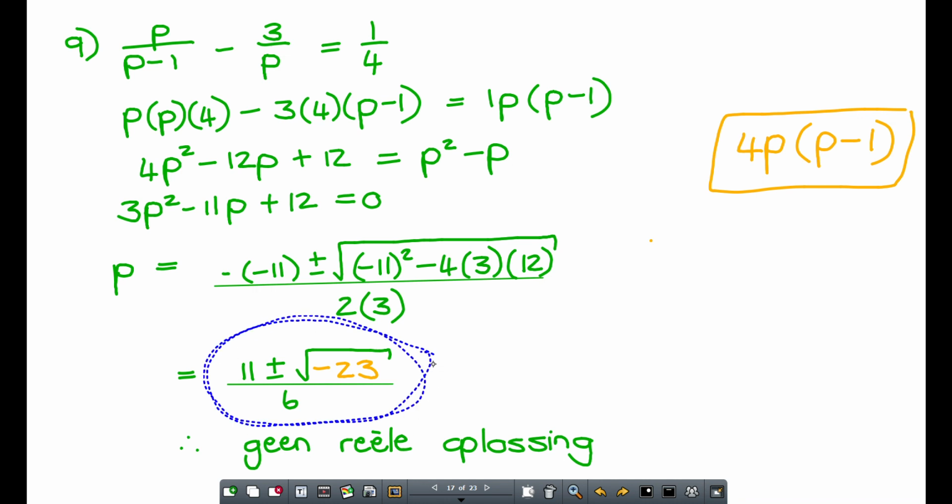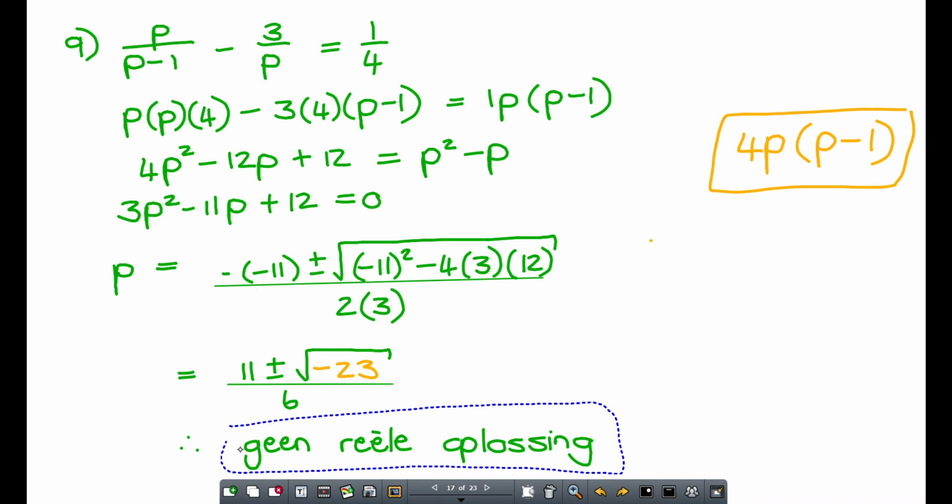Because I want to see that inside that root, and I specifically wrote it in a different color as well. Binne daai vierkantswortel, wat het ek daar? Minus 23. And it is impossible to get a square root of a negative number, and that is why you get the math error. But we can't give math error as an answer. Jy mag nie. Jy moet vir my gaan sê, geen reële oplossing. As jy nou net gesê het, geen oplossing, ook okay, dan skryf liewers my geen reële oplossing.